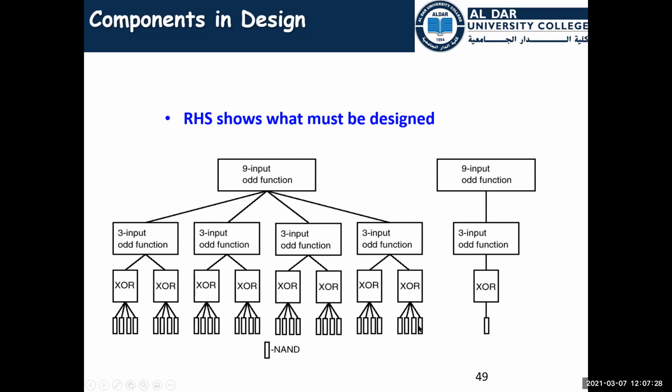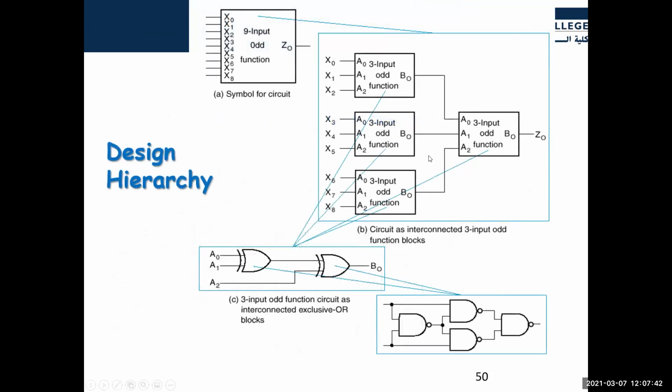At this level, you have NAND circuits. At this level, you have XOR circuits. At this level, you have the 3 by 1 odd function. At this level, you have the 9 by 1 odd function. Okay, that's the design hierarchy. Now you have the design. You can build it using XOR gates or NAND gates.